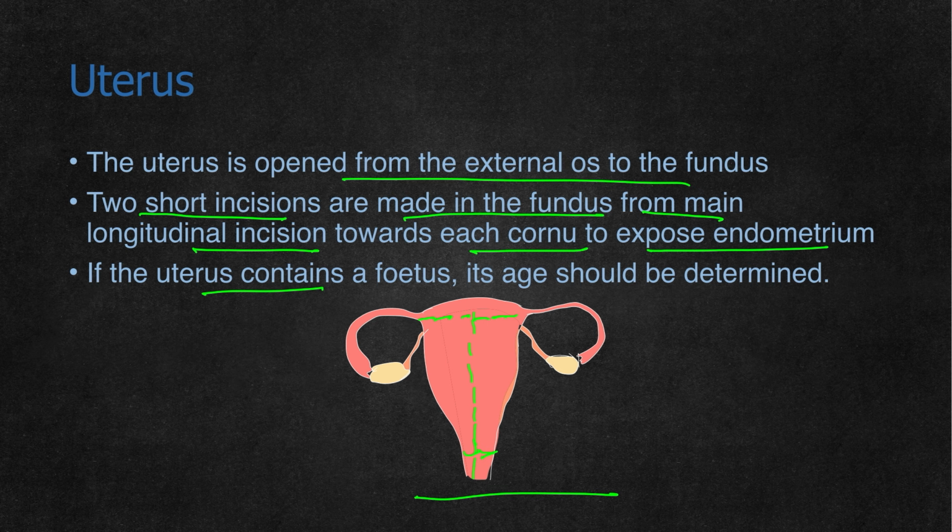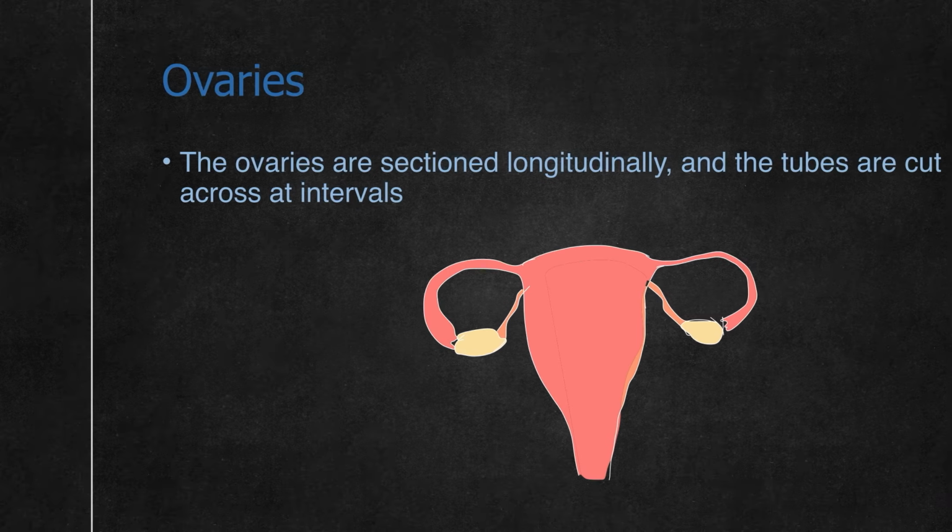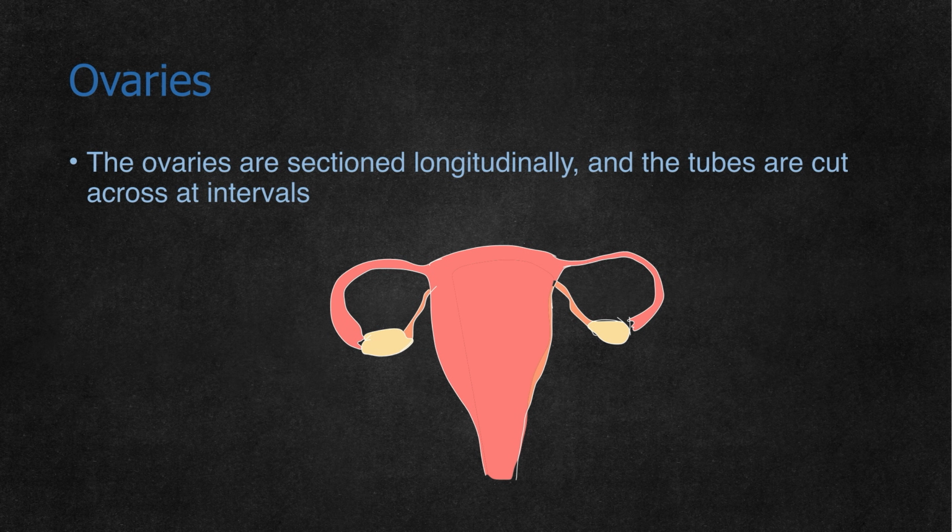If the uterus contains a fetus, its age has to be determined. It becomes a regular case. After the T-shaped incision, if a fetus is there, it has to be examined.